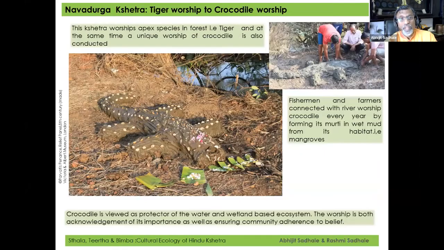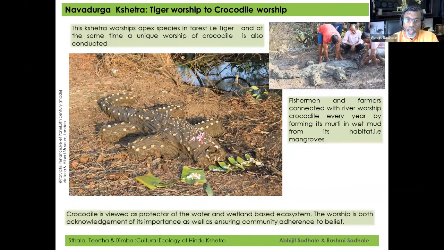Now, this kshetra is very unique because at one end it worships the tiger, that is at the top of the Siddhanath hill, while at the other end there is a worship of a crocodile, and this is perhaps one of the most unique worships in the entire Bharat. The community associated with rivers collect mud from the very habitat of crocodiles, create a small crocodile and worship it yearly. People who are worshipping it, I have interviewed them many times. I have been a part of their rituals also. They view the crocodile as a protector of the water. They are very clear in ecological principles, and they consider that the crocodile protects their wetland-based ecosystem.